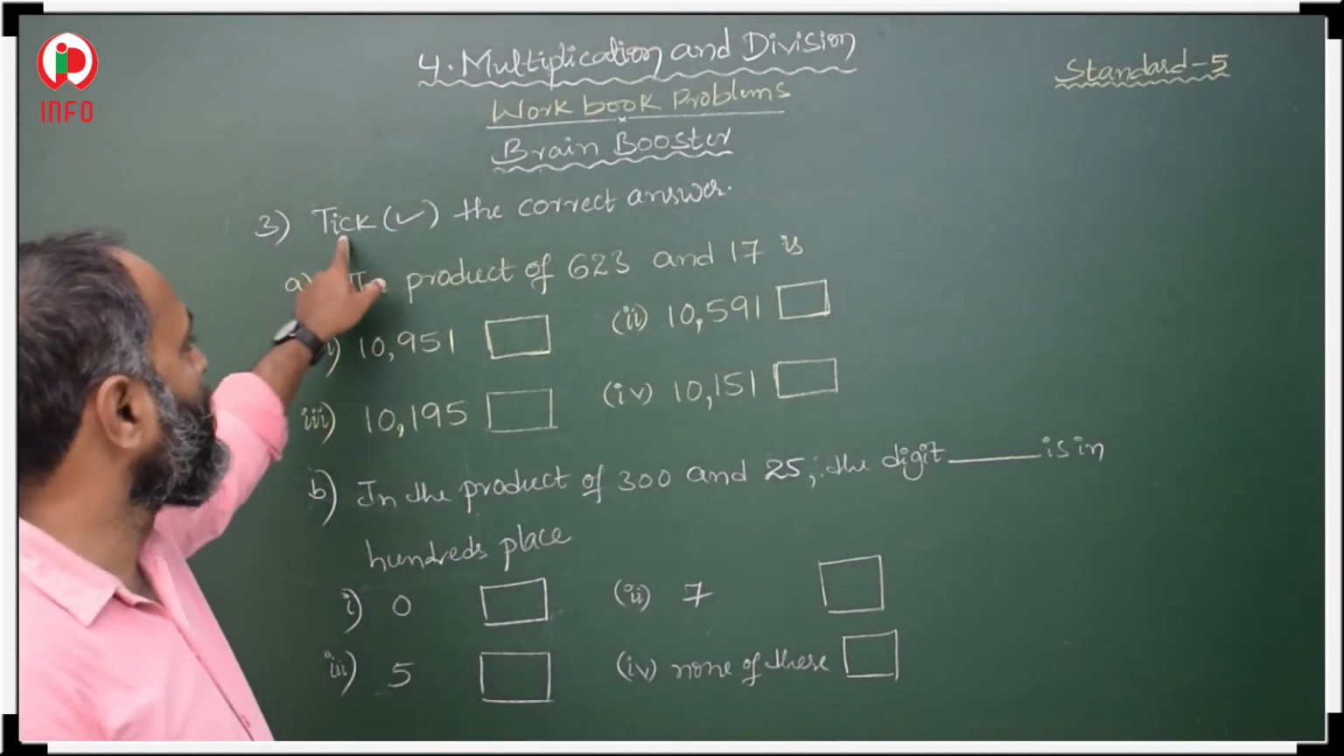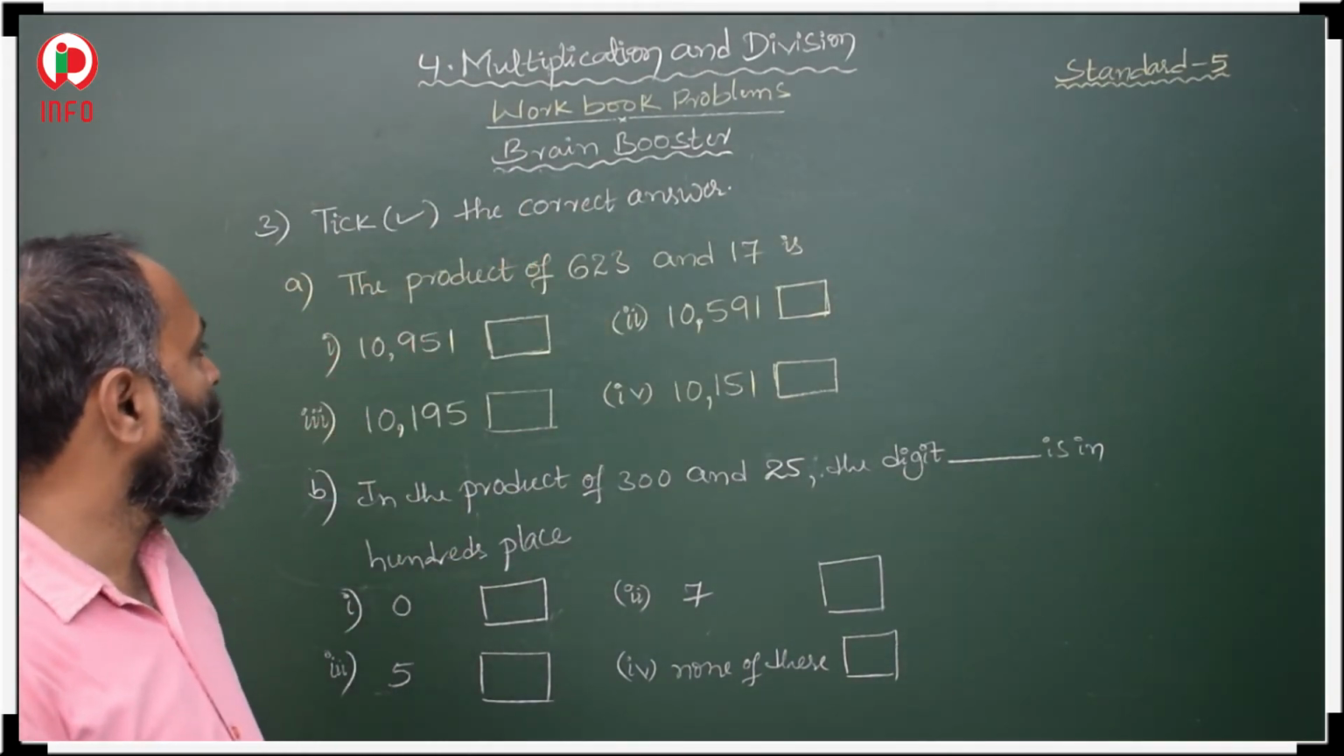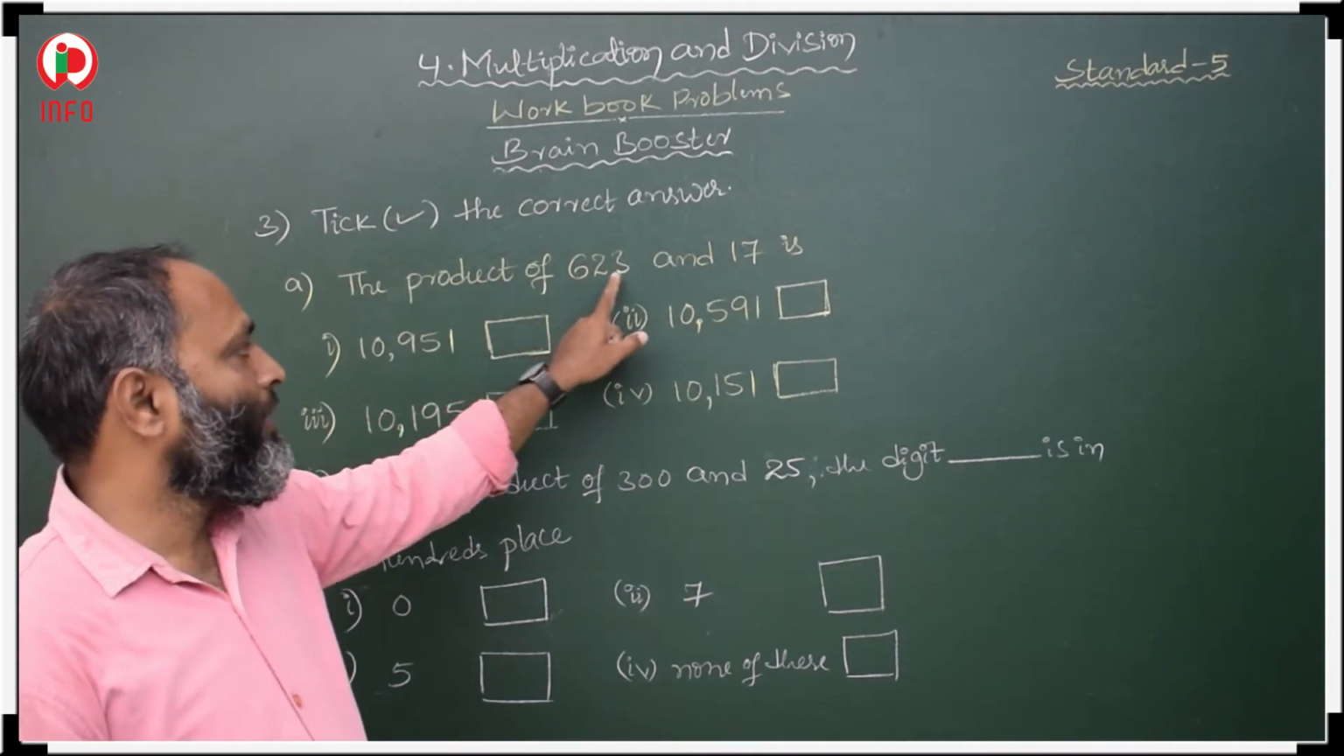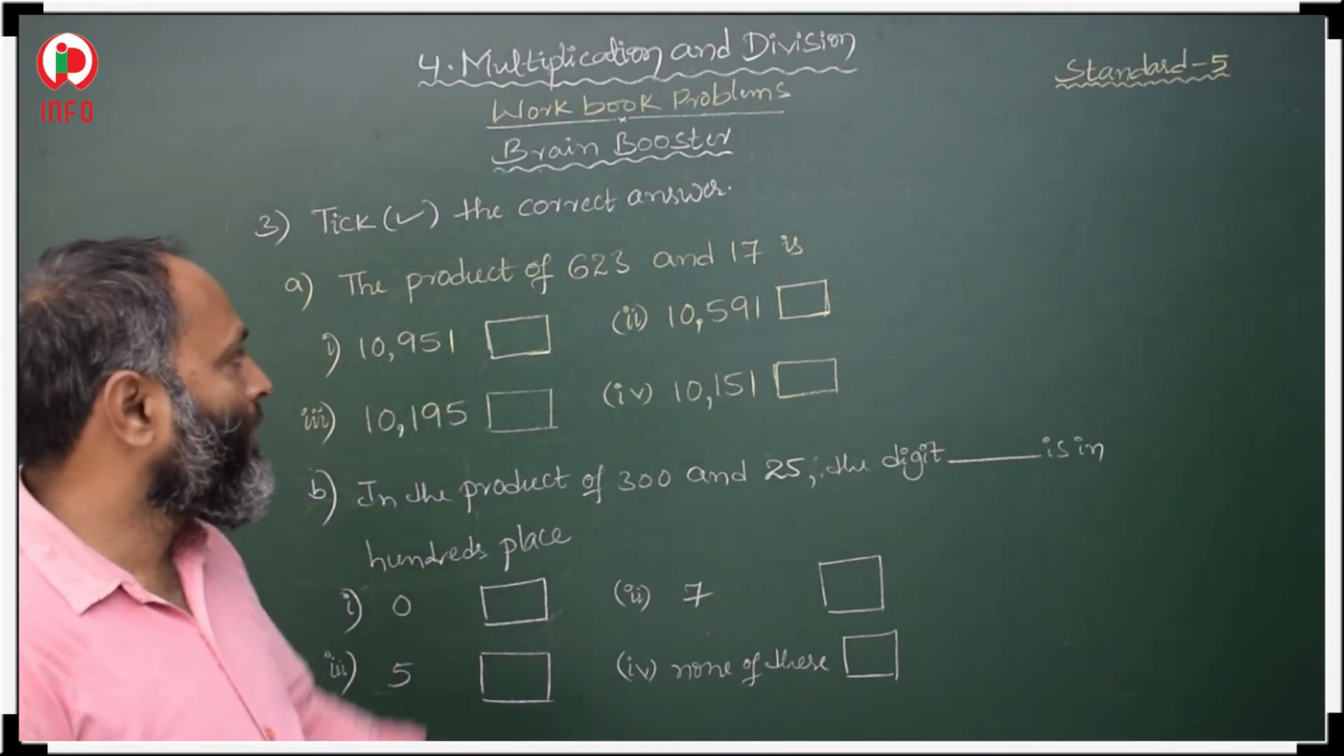Now here, next, tick the correct answer. We have to tick the correct answer, the product of 623 and 17. So we have to find the product of these two.